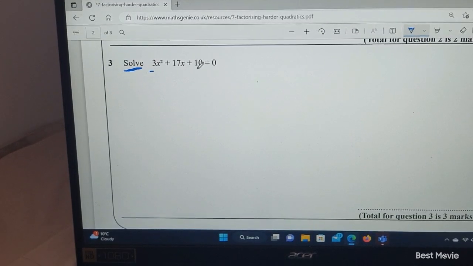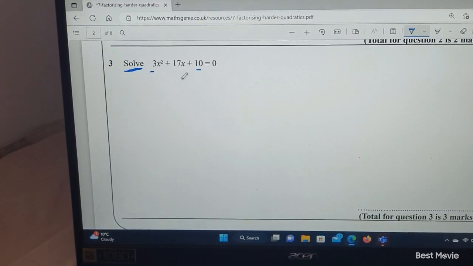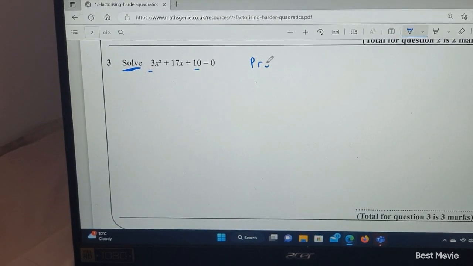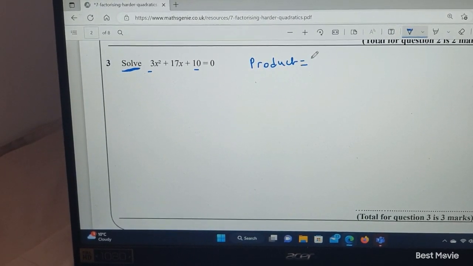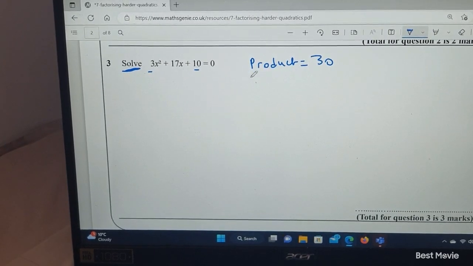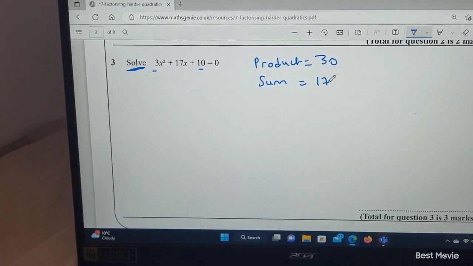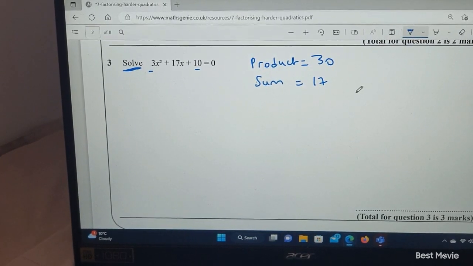So based on what we've done previously, 3 and 10, 3 times 10 is 30. So my product is 30, and 17 is my sum. At this point you can pause the video and have a go, see if you can generate the pairs of numbers that's going to go in the box.